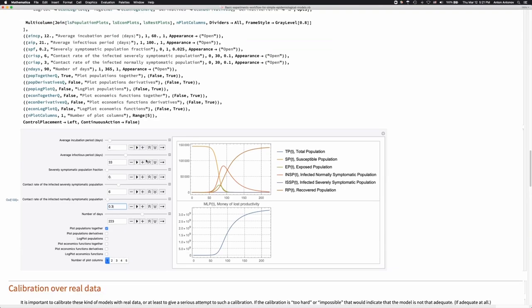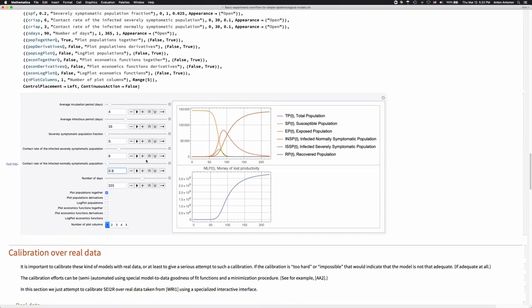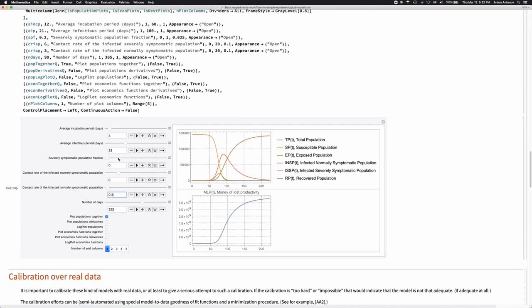Let me just ask you, Anton, please correct me if I'm wrong. So the first three parameters, the average incubation period, average infectious period, and severely symptomatic population fraction, these are the features of this novel coronavirus. These are not the parameters that we can adjust. Although we might not know the actual numbers, there might be some error in the estimation, but these are the parameters that are beyond our control in a sense.